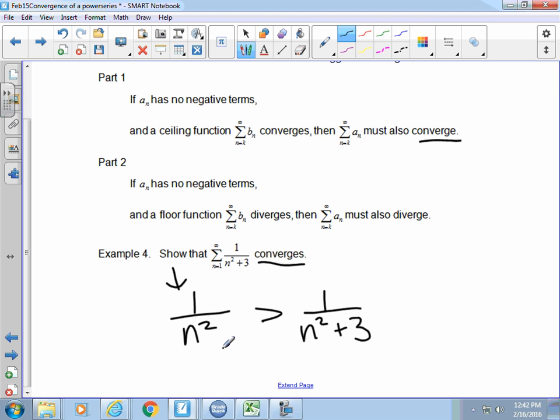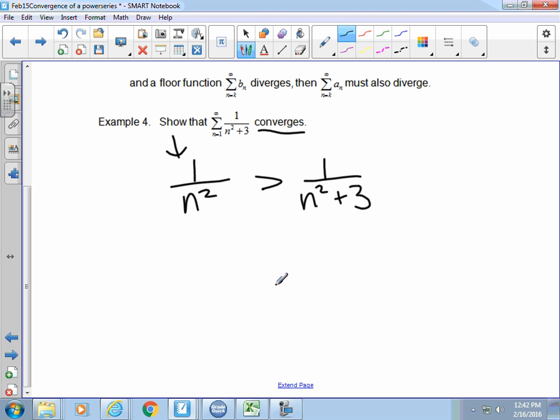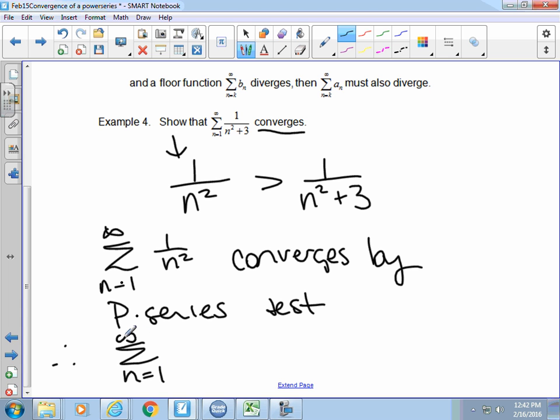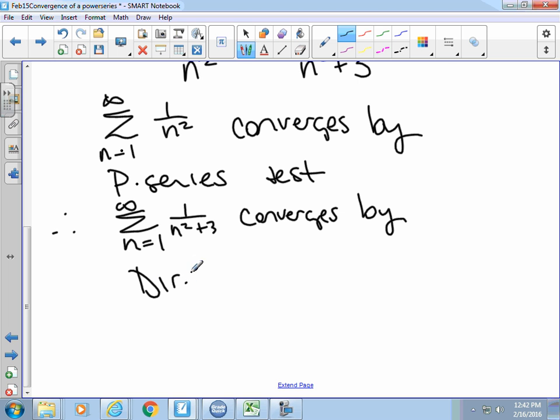1 over n squared converges by a P series test as n goes from 1 to infinity. So, therefore, the series that we are looking at converges by direct comparison. It is less than 1 over n squared. 1 over n squared converges, so it must also converge by comparison.